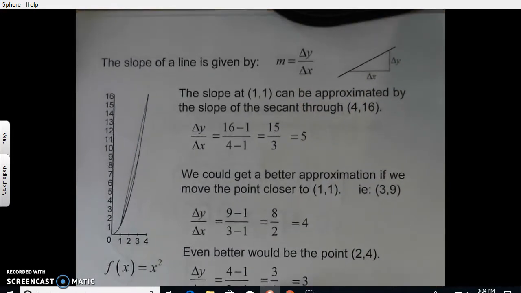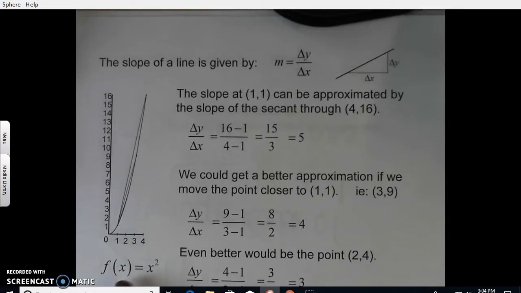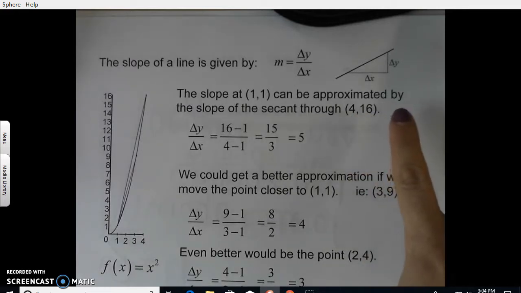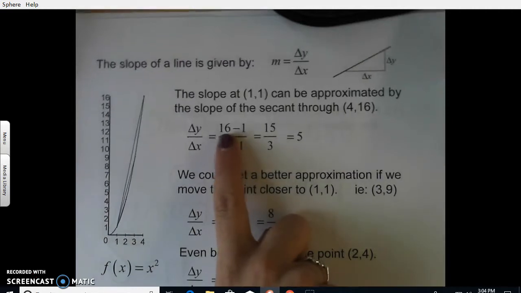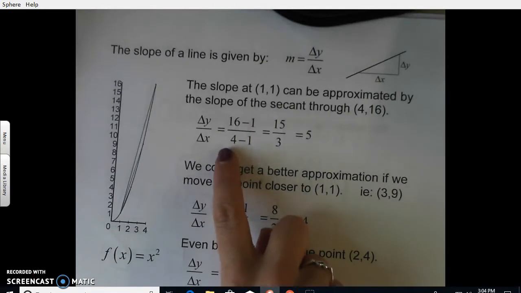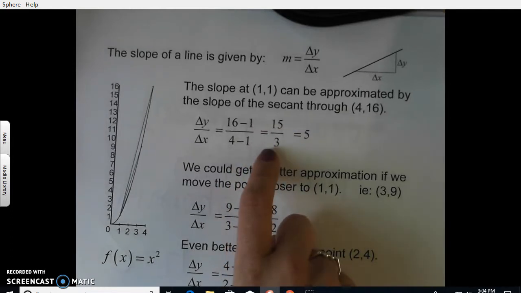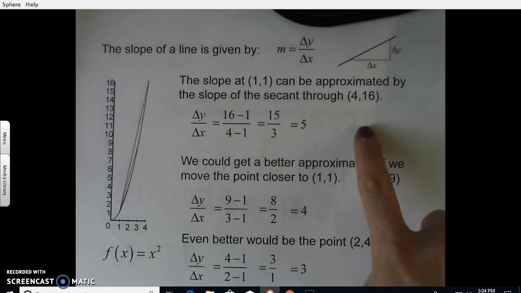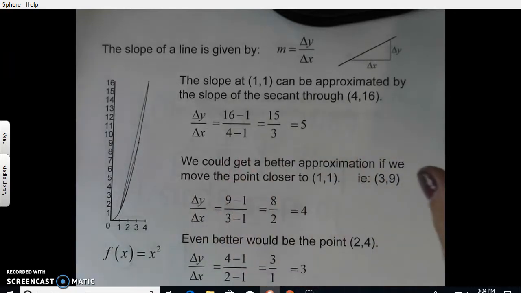And the slope, if we have this function, f of x is equal to x squared, the slope at (1, 1) can be approximated by the slope of the secant through (4, 16). So (4, 16) is another point on our graph. So I could do 16 minus 1, which would be our difference in y values, over 4 minus 1, which is 15 over 3, which is 5. So that is an approximated slope between those 2 points.